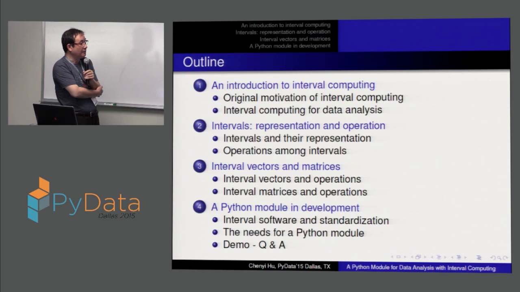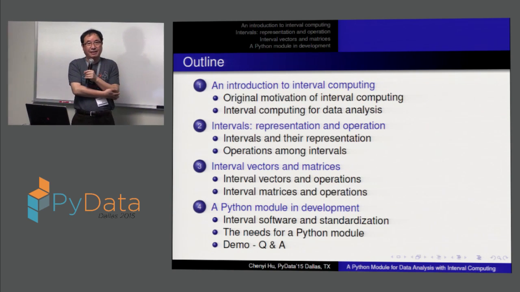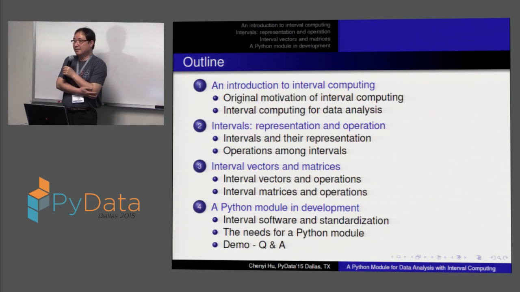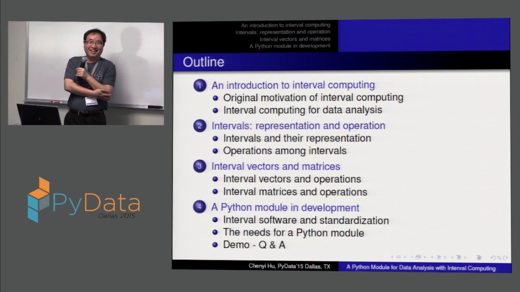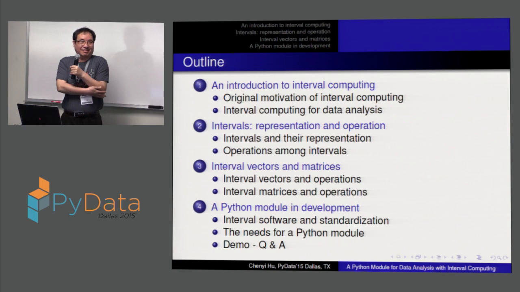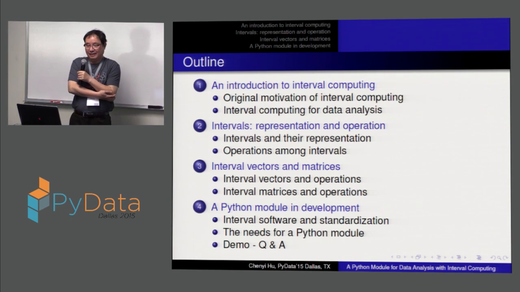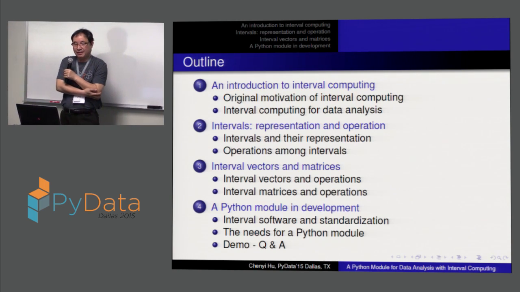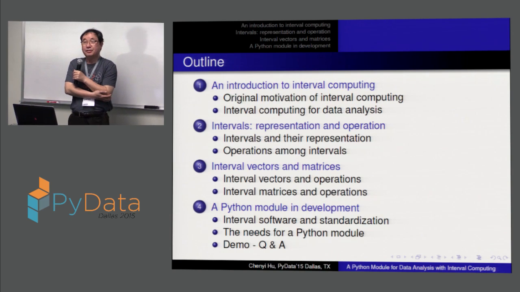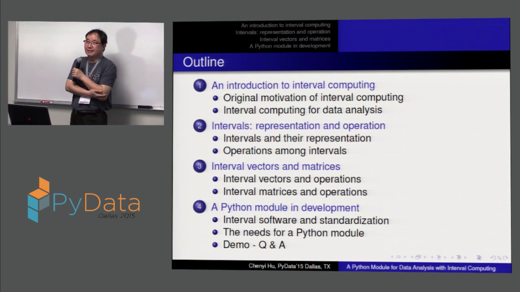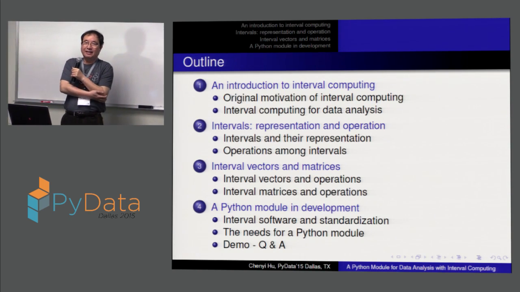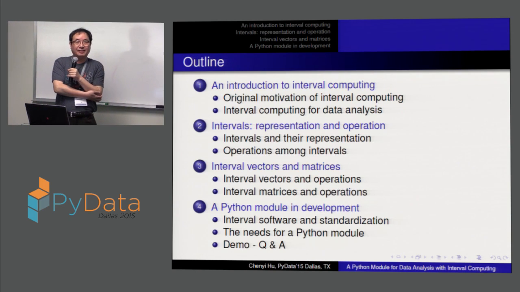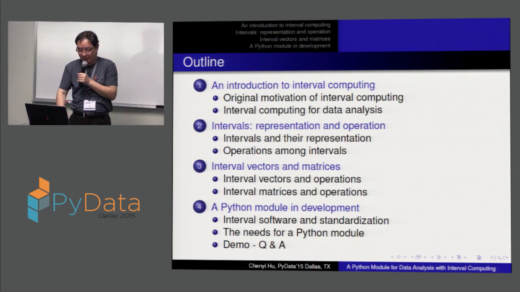What are intervals, and what are interval vectors and matrices? The vectors come from the data points, just the attributes, right? And the matrices are just the data table. Finally, at the end, we talk about the Python module. The module currently under development is not as fully functional as I hope, but we do have something for a little demo to share with you. I hope you will be interested in this.